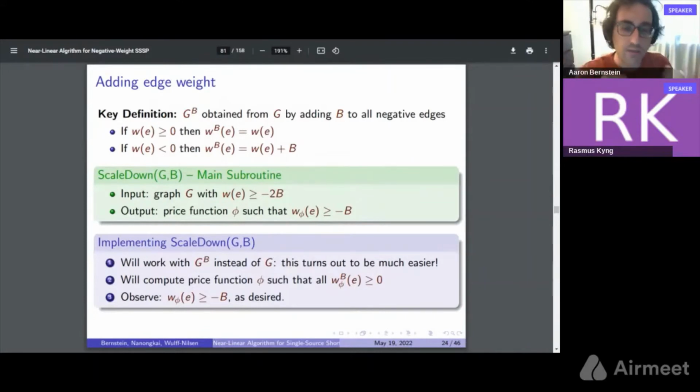And if you think about it, if in GB all the edge weights are non-negative, then in G they're bigger than -B, because the difference in edge weights between G and GB is at most B. So if they're bigger than 0 in GB, then they're bigger than -B in the original graph. So the point is just that if we can compute a good price function for GB, a price function that makes everything non-negative, then we're done. Then we can have this scale down subroutine. So the real thing I'm going to have to show you is that working with GB is easier than working with the original graph G.